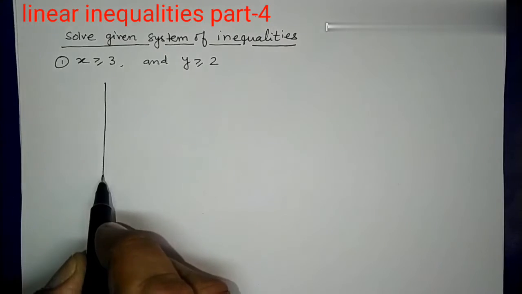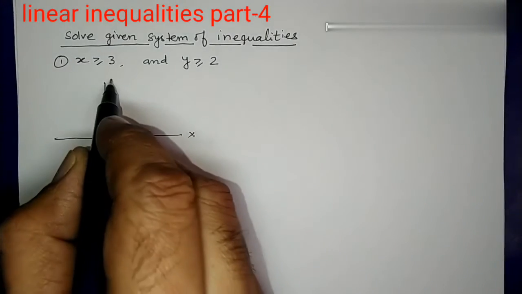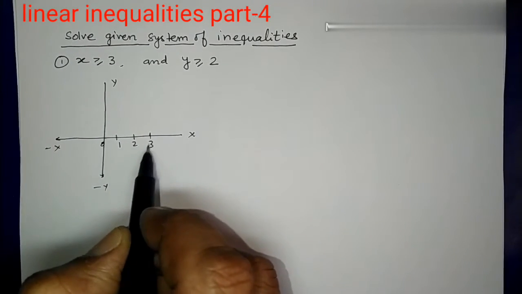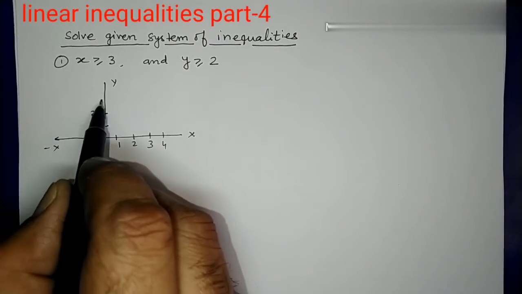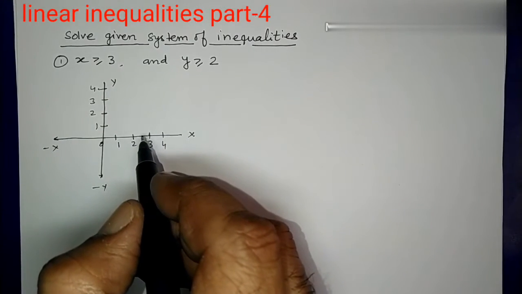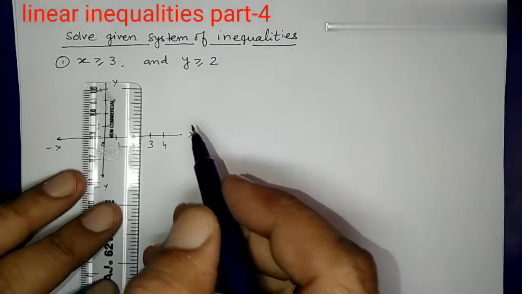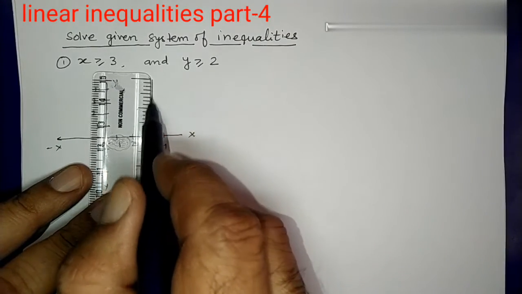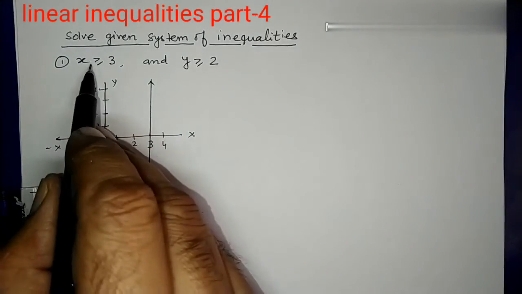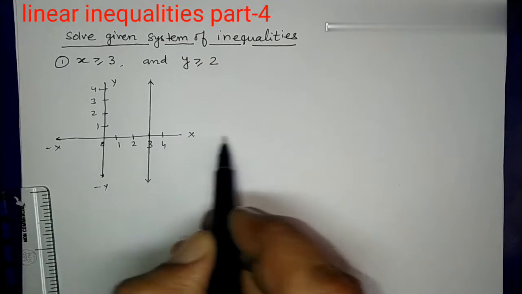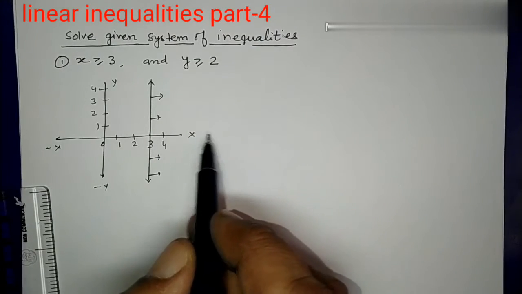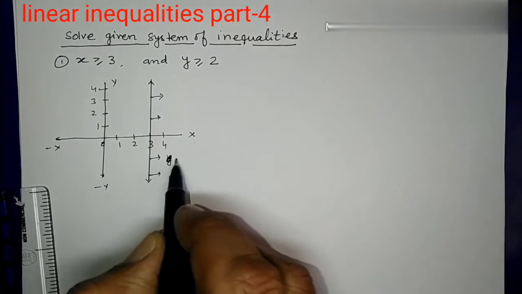Look here. This is the x-axis and this is the y-axis. Here, x greater than or equal to 3 means we can mark here 0, 1, 2, 3, 4. Here we can mark 1, 2, 3 and 4 as well. Now x greater than or equal to 3 means on the 3 you can draw a line. This type we can draw a line. This line is x greater than or equal to 3, so we have to take more than 3, which means we will mark the arrow on the right hand side of this line, and this shows that x is greater than or equal to 3.